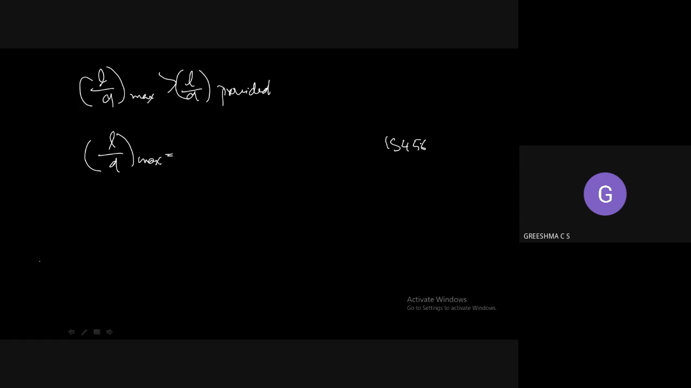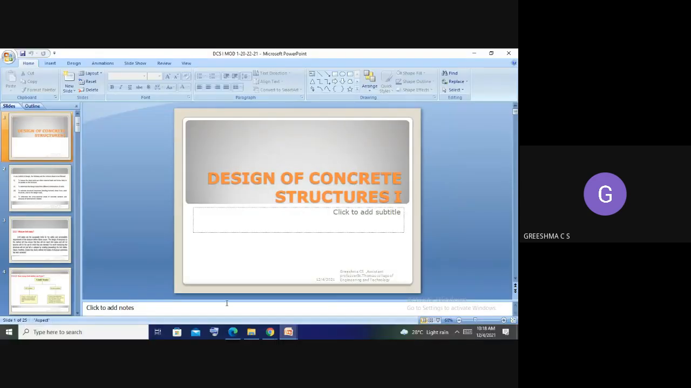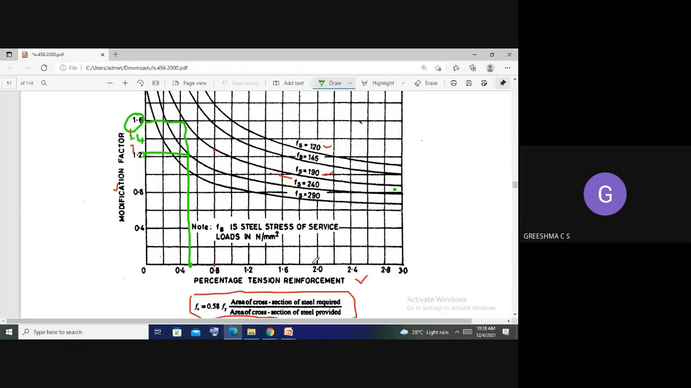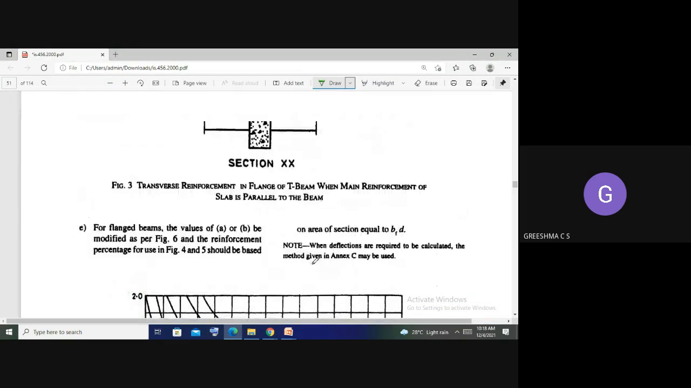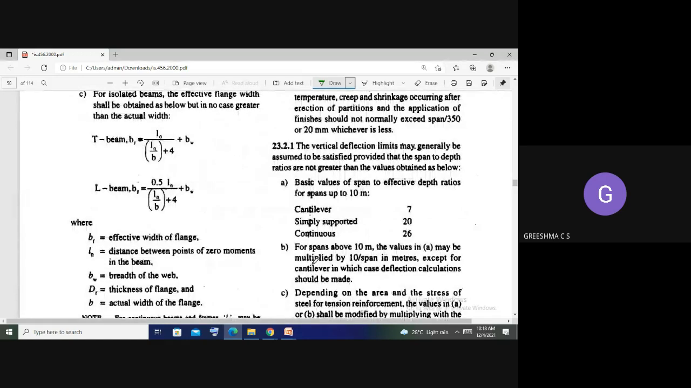Here also I need to show you something. Take IS 456, IS code page number 37, clause 23.2.1. They have given the span to depth ratio up to a length of 10 meters. Ours is just 3 meters, so we can directly take it. The span to depth ratio for a cantilever is 7. Earlier it was 20 for simply supported, that's why we took it as 20, but here for a cantilever it is 7. So take down the value 7.